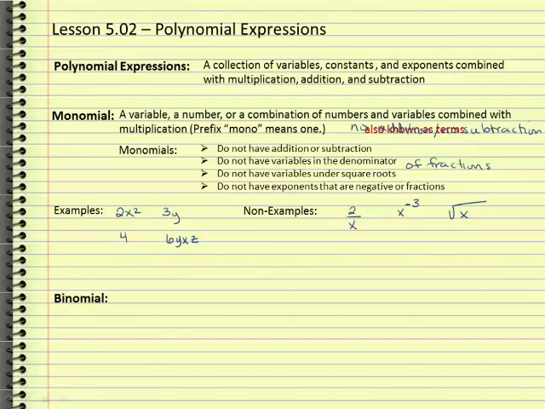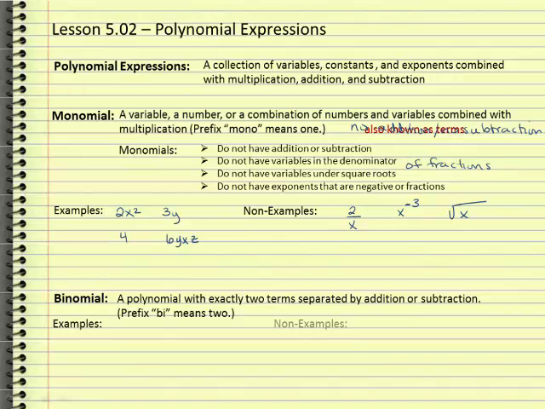Then you have a binomial, which is a polynomial with exactly two terms separated by addition or subtraction. The prefix bi means 2. So we'll have some examples. 2x squared plus 3, 4y minus 3x, 2xyz minus xy.